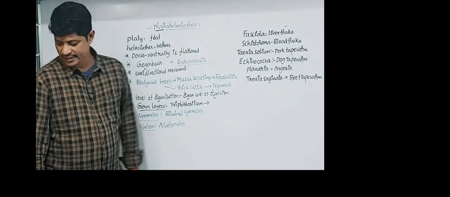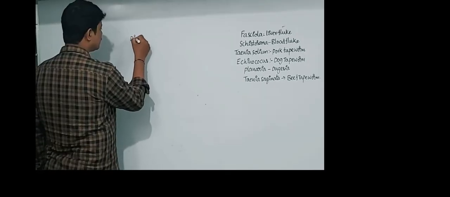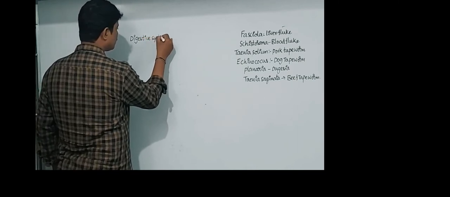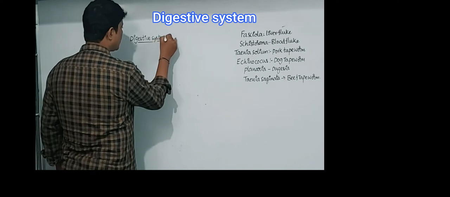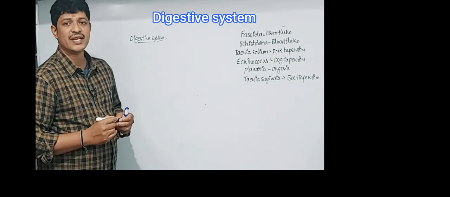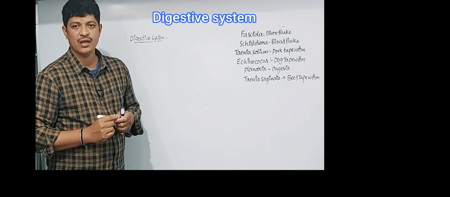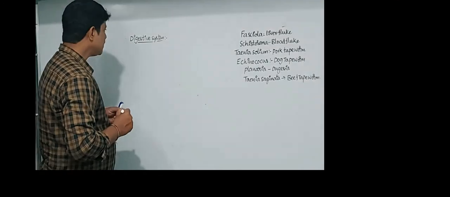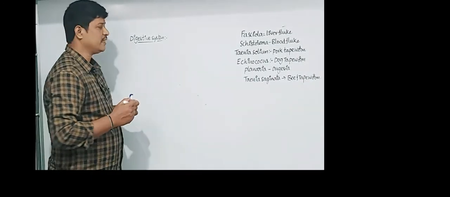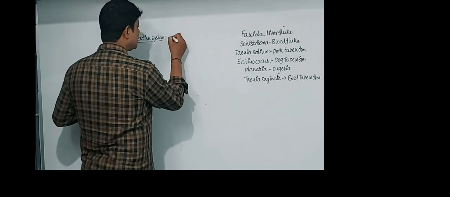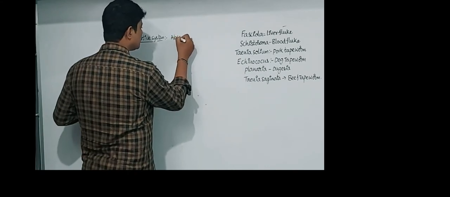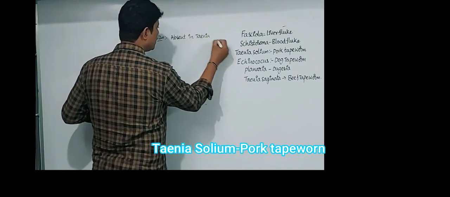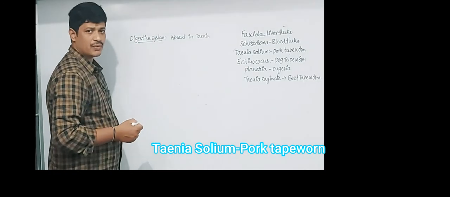Let's discuss the digestive system. The parasites have no specialized digestive system, because some enzymes damage the body wall, so it lacks the digestive system. The digestive system is poorly developed. Completely absent in Taenia solium, that is the pork tapeworm.